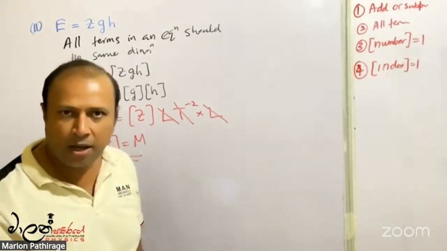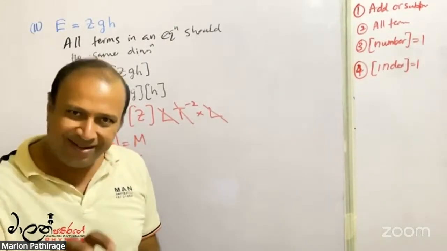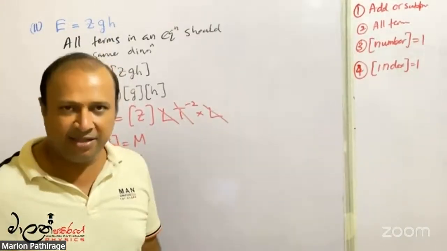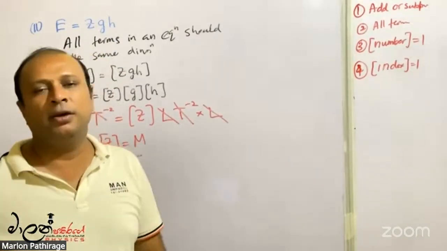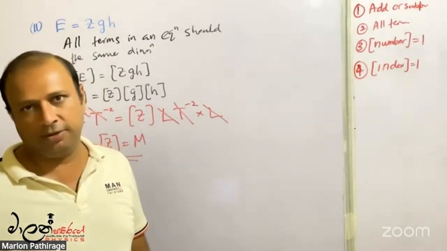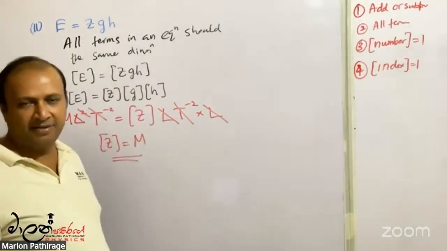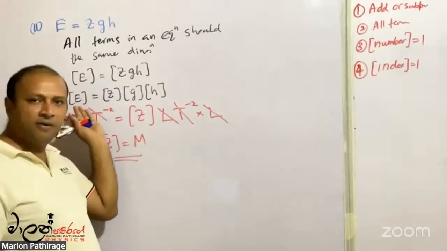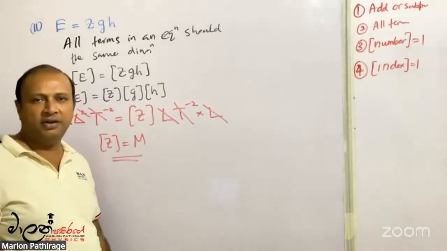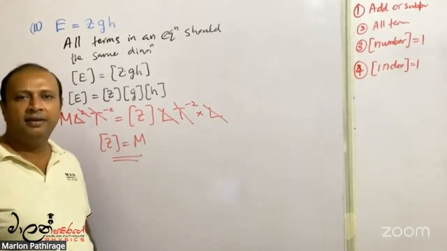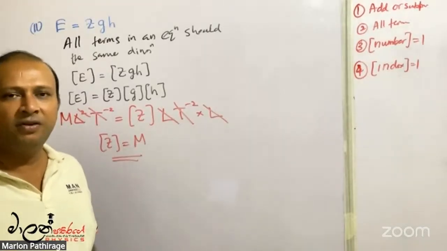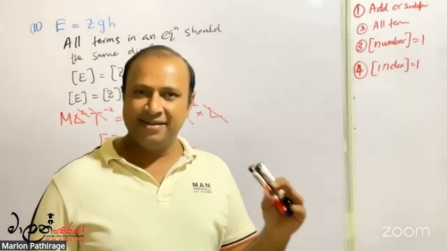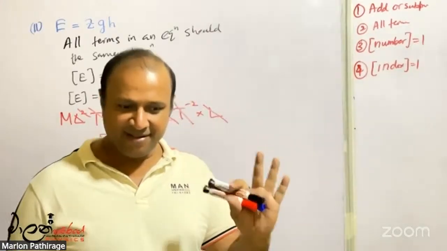According to that argument, there are 2 terms. One is E, the other one is ZGH. These 2 terms should have the same dimension. There are the dimension formulas of the known physical quantities. Then you can understand the dimension of Z. Is that clear?